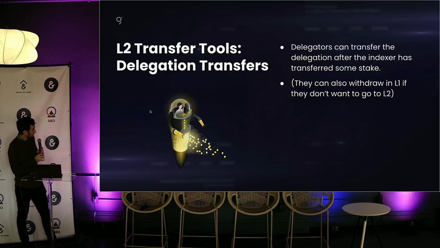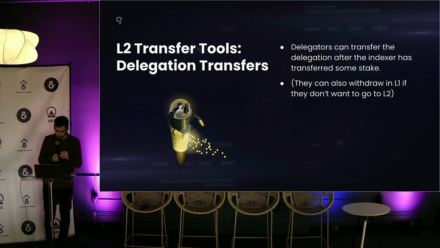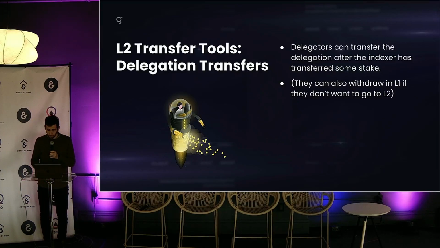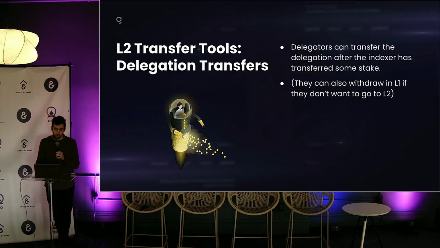So those are the transfer tools. Those are the ones that I'm going to demo now. For the other 2, delegation and curation, it's actually very similar. You can transfer the delegation after your indexer has sent some stake to L2. As long as your indexer has more than the minimum stake on L2 or has done this transfer at least once, then as a delegator, you can choose when you want to send your delegated stake there.